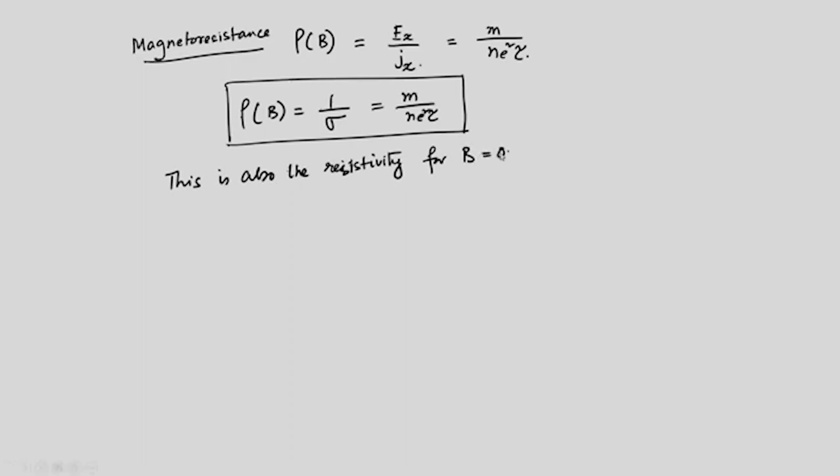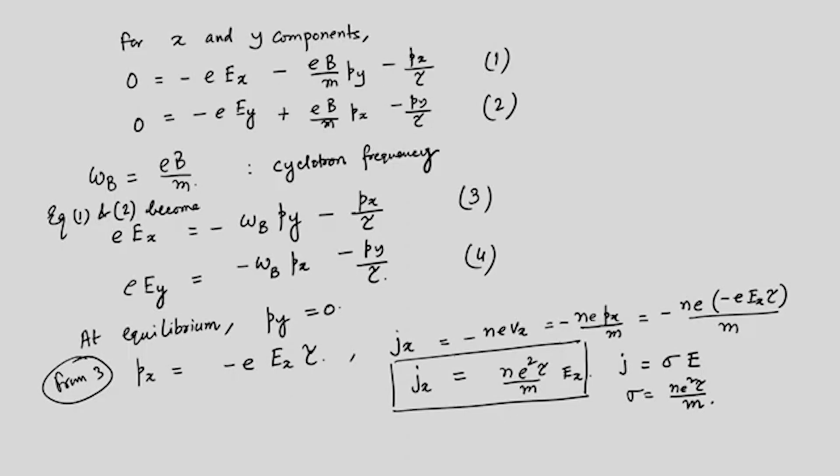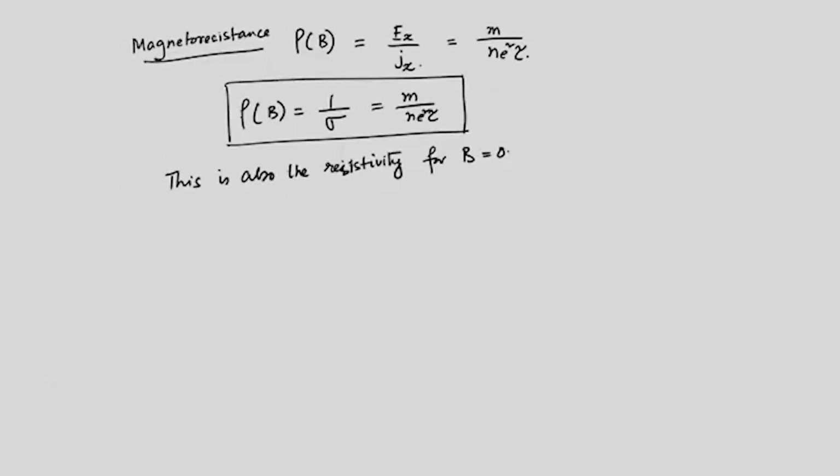Okay, and this is of course, as I said, independent of B. Now, let me show you the second equation which we haven't used much, or fourth equation rather. Let's see what that gives. So, from 4, what one gets is that Ey is equal to omega_B over e into Px equal to minus omega_B tau Ex. So that gives you Ey equal to this.